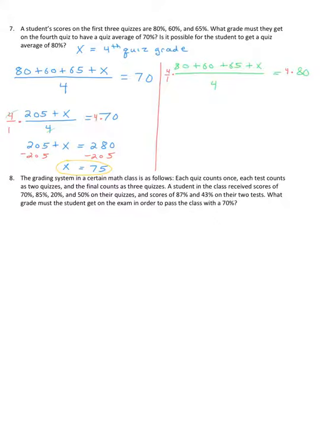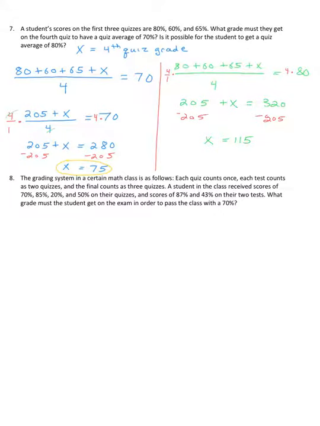My equation is 205 + x = , and 4 times 80 is 320. To solve for x, I'm going to subtract 205 from both sides. And I get that x is 320 minus 205, which is 115.